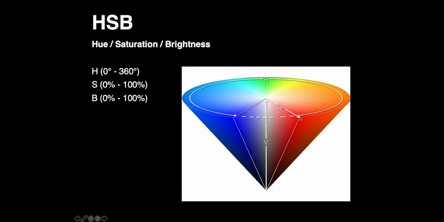Then lastly, we have brightness. Also, it's going to be 0 to 100%. And you can think of this whole thing as being a cone. So the brightness, or in this case, the V stands for value, which is another way of saying brightness. So for brightness, it's going to be from the top of the cone all the way to the bottom. So 100% brightness at the top, and 0% brightness is at the bottom. So the bottom is going to be black regardless of the saturation and hue. If the brightness is 0%, then it's basically like turning all the lights off.